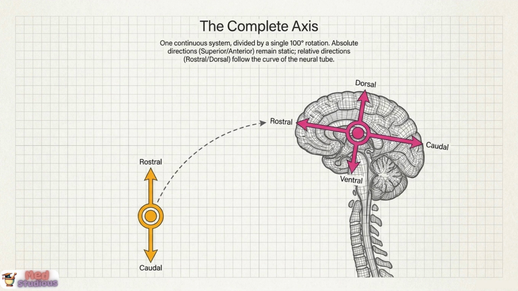Using rostral instead of superior in a neuroanatomy description signals that you are referencing the neural axis, not just a simple up-down position. In research literature and neuroscience journals, rostral and caudal are the dominant terms precisely because they communicate directionality relative to the brain's own coordinate system. As a med student, knowing when to switch between these vocabularies marks you as someone who truly understands anatomical language.